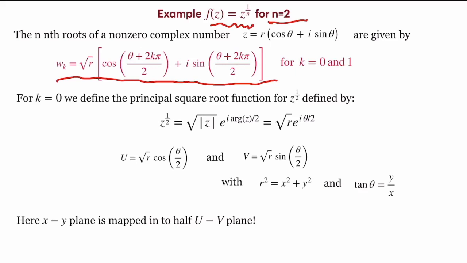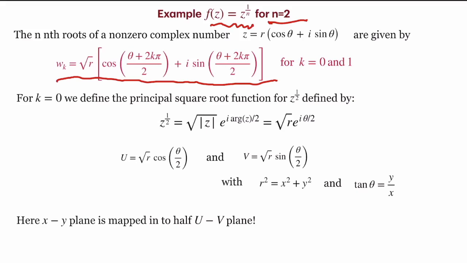So in this case, u is square root of r into cos(theta/2) and v is square root of r sin(theta/2), where r squared is x squared plus y squared and tan theta is y by x. Again, here we are mapping from the xy plane. Though we are using the Cartesian coordinates, we can also use polar coordinates. It does not make a difference. We will eventually plot on the Cartesian coordinates only. So we map the entire xy plane into the half uv plane.